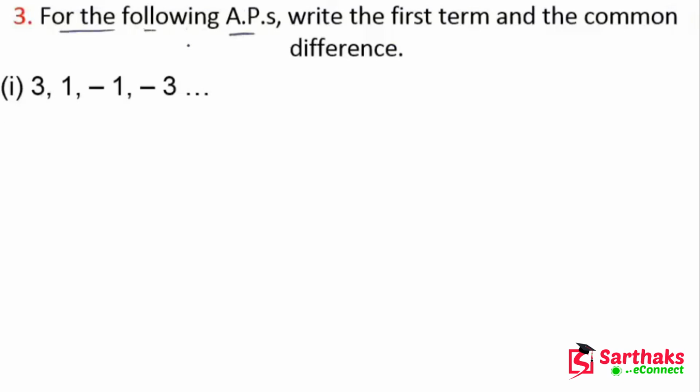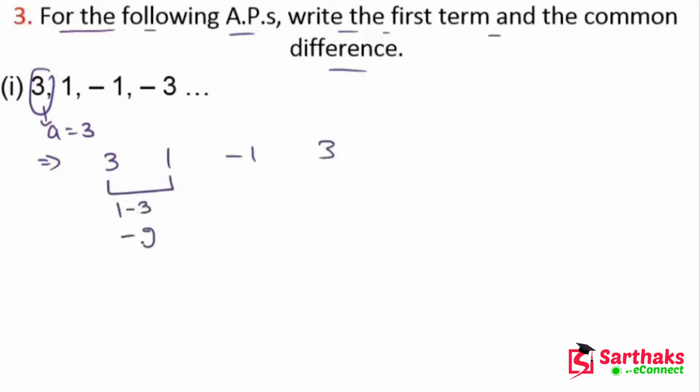For the following APs, write the first term and the common difference. Now in this case, we have an AP and we have to find the first term and the common difference. So we can directly say that the first term is 3. Now we have to find the common difference. We can find it by the difference of consecutive numbers. So we have an AP like 3, 1, minus 1 and minus 3. If we subtract 1 minus 3, then we get minus 2.